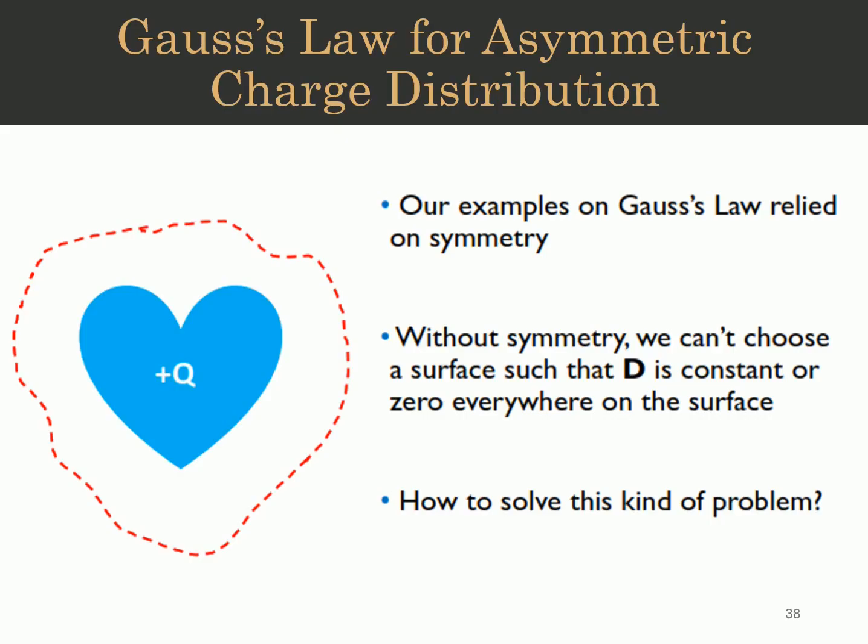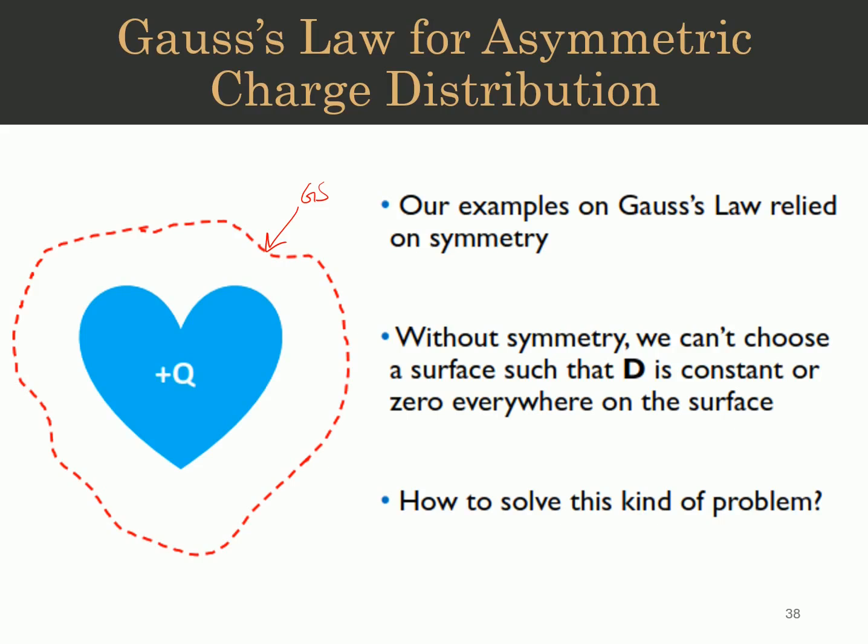So the symmetry of the imaginary Gaussian surface was spherical or cylindrical. But what happens if we have the Gaussian surface as shown over here to be asymmetric? Then how are we going to solve this kind of problem? Obviously, when we have an asymmetric Gaussian surface, the constant D assumption, or having the same value everywhere on the surface, is not possible. So our analysis now has to be changed.